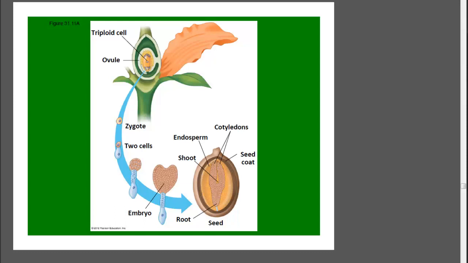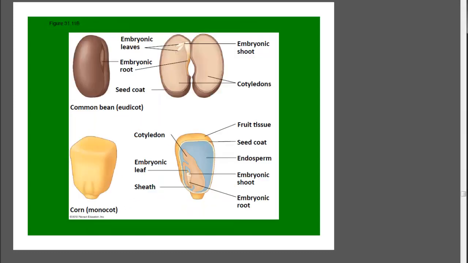Let's talk very briefly about seeds. Seeds are produced during reproduction in plants as the start of the next generation. But what we're interested in is what's the difference between seeds. Seeds come in two forms from flowering plants, one from our dicot and one from our monocot.